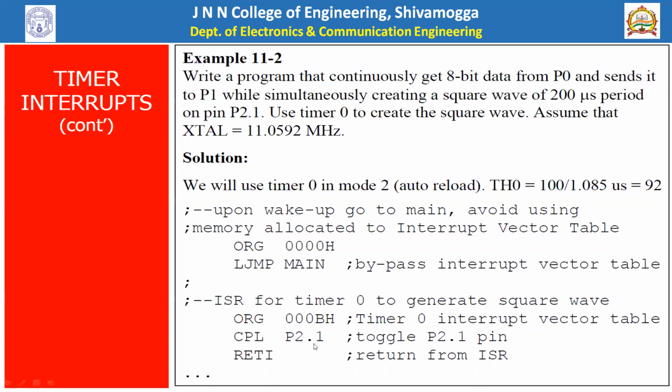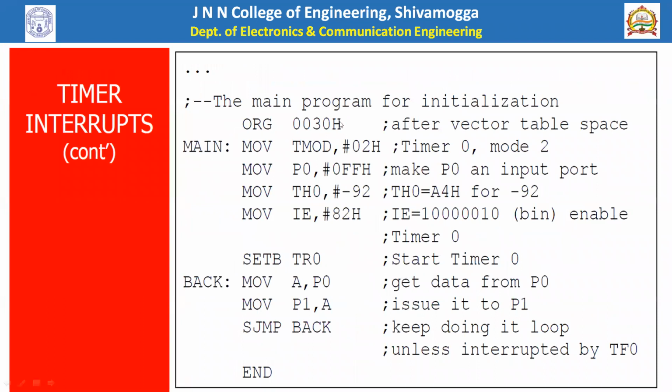CPL P2.1, that is, toggle P2.1, because P2.1 is containing some status. Suppose it's containing 0, if you complement it, it becomes 1. Then return. So it will give you your square wave.